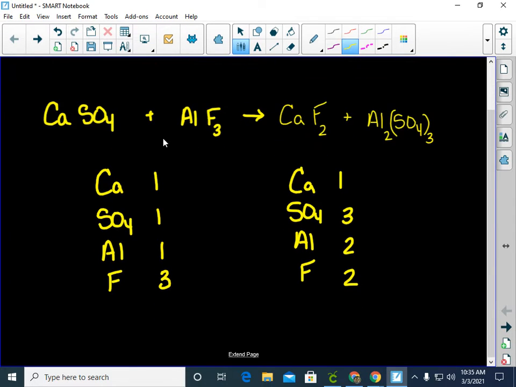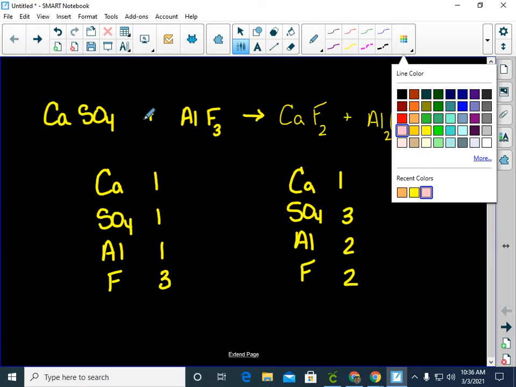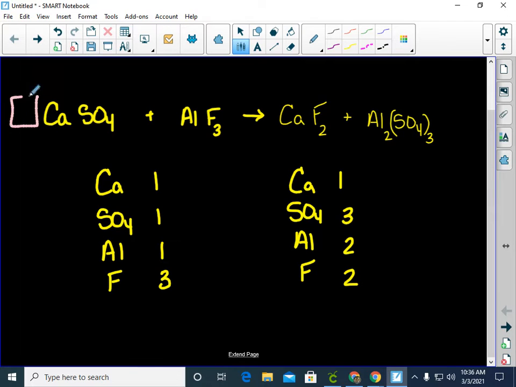Are you starting to go, yet? Are you doing that in your head? Like I kind of get it? Or are you still like lost? All right. This is not obeying the law because 1 sulfate over here and 3 sulfates over here. So what I need to do is I need to put in these coefficients.